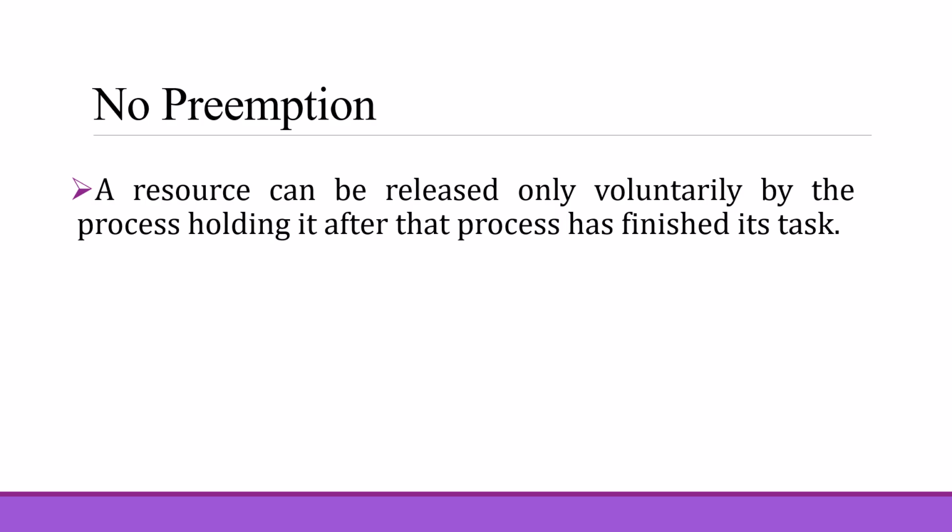First one is no preemption. This means once a resource is allocated, it can't be taken away. To prevent a deadlock, we allow preemption. If a process is waiting, we take resources back from others and give them to the one that needs it.